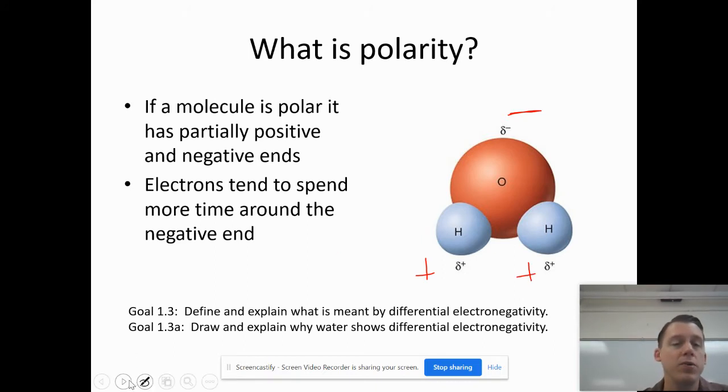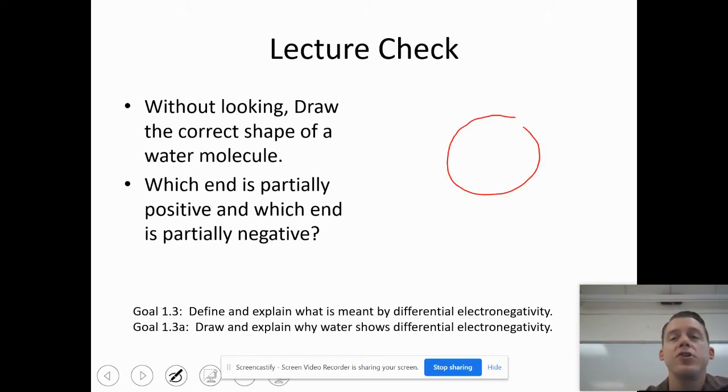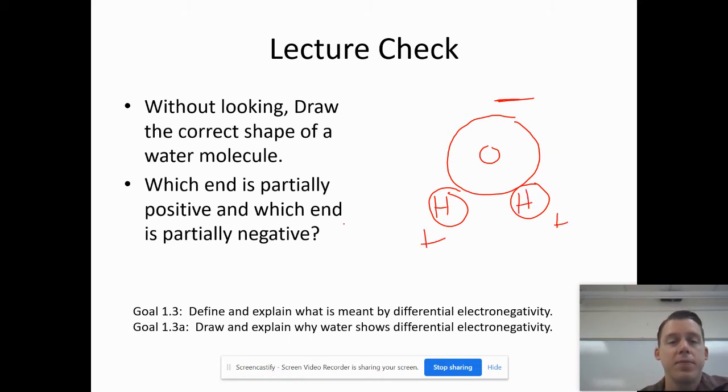All right. Now, if you understand about water, you should be able to answer this question without looking and draw the correct shape of a water molecule. And you should be able to label which end is positive and which end is negative. If you were to answer this question, you would see that there is an oxygen connected to two hydrogens, almost like a Mickey Mouse shape. The oxygen is negative because that's where the electrons spend the most time, and the two hydrogens both are positive. So those are two things you should be able to do.